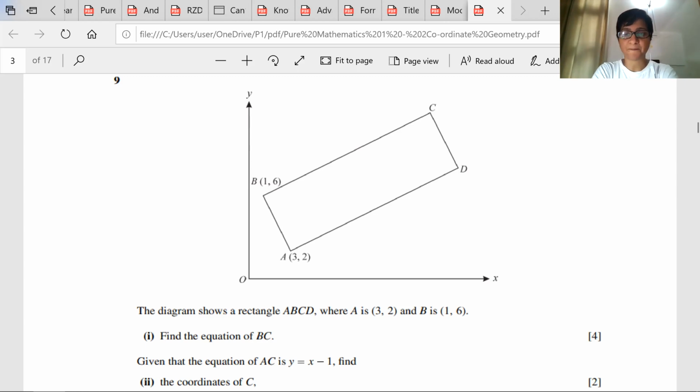So anticipate that. This says the diagram shows a rectangle ABCD where A is this and B is this. Find the equation of BC. Okay, BC. 4 marks. Find the equation of BC. Can you try? They have given the coordinates of A and B. You have to find the equation of BC.